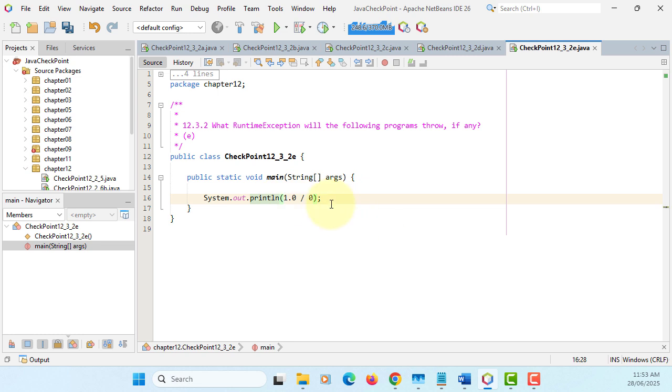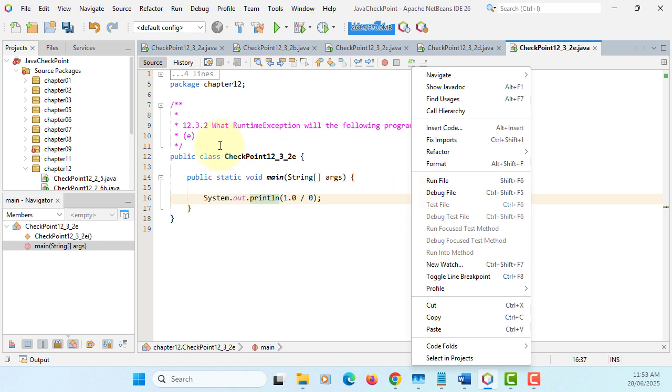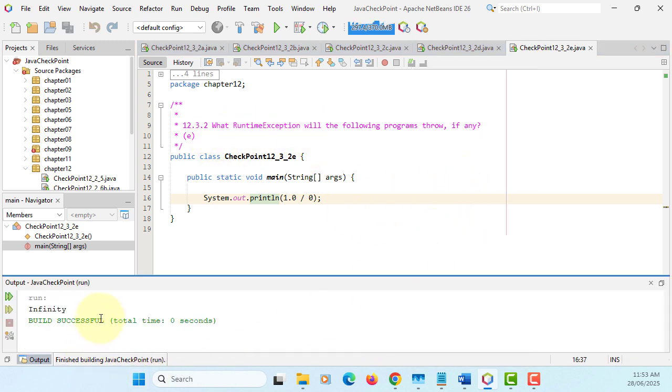But here it is a double divided by an integer, so it becomes a double. In Java, it can be done this way. It will print infinity, so there will be no runtime exceptions. It will work. As you can see, it's a build successful.